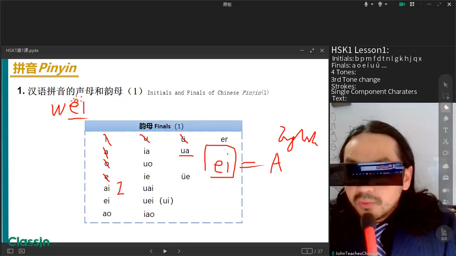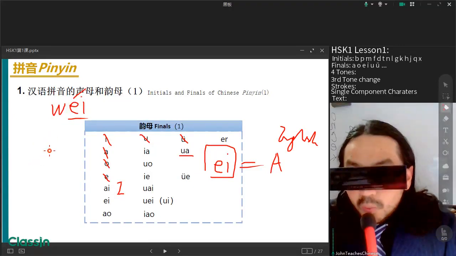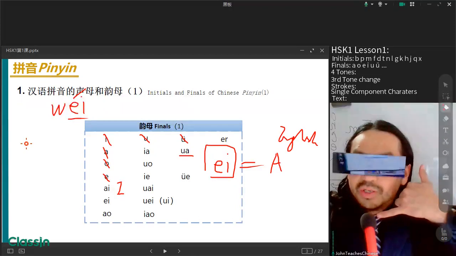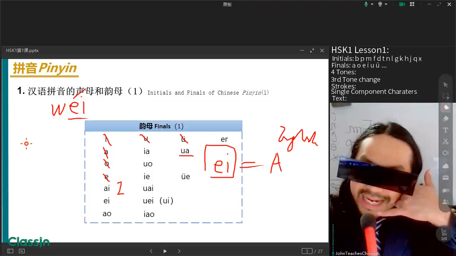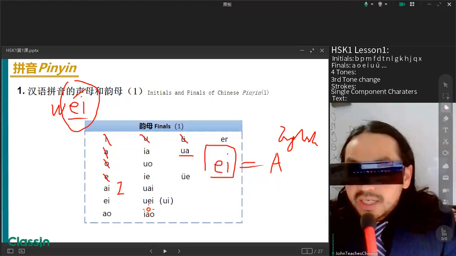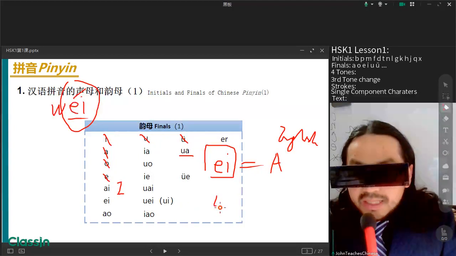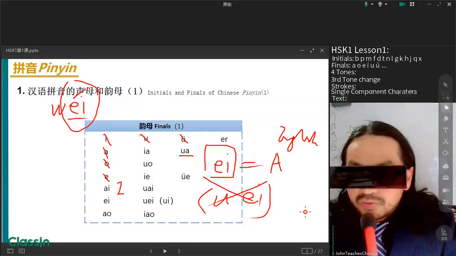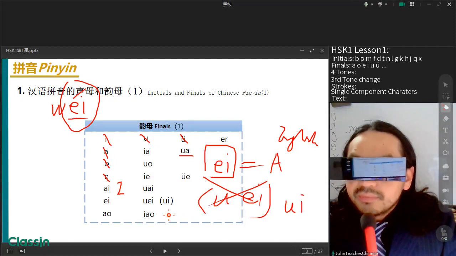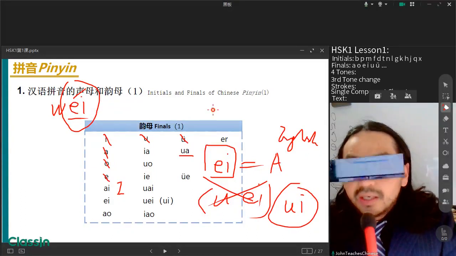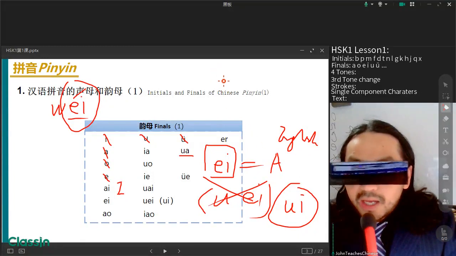Wei. Give a second tone. Wei. When you are calling a Chinese friend on your phone, the first character you're gonna say is wei, wei. The final is just this one, A. The next one is wu plus A. We just say it, but you should not write it in this way. You should write it just like here. Wei.